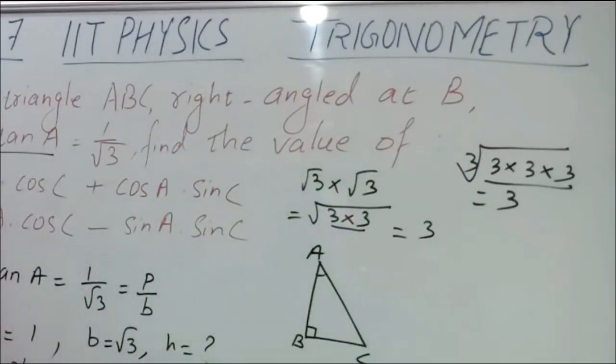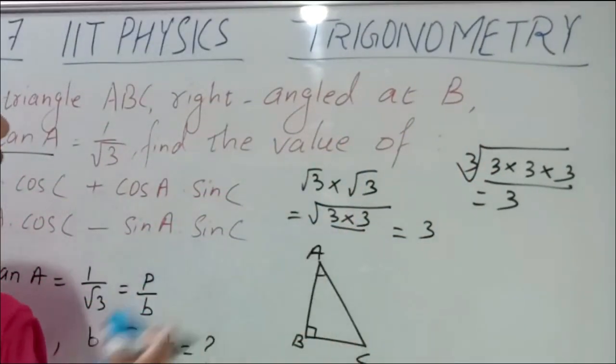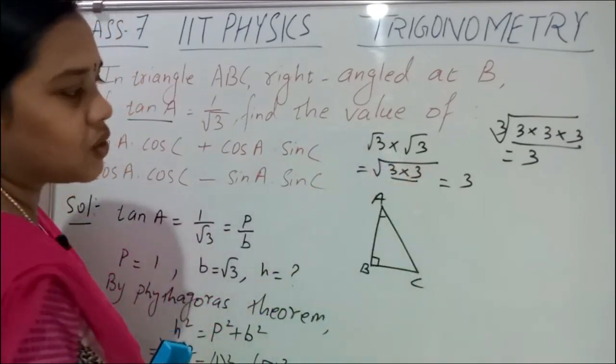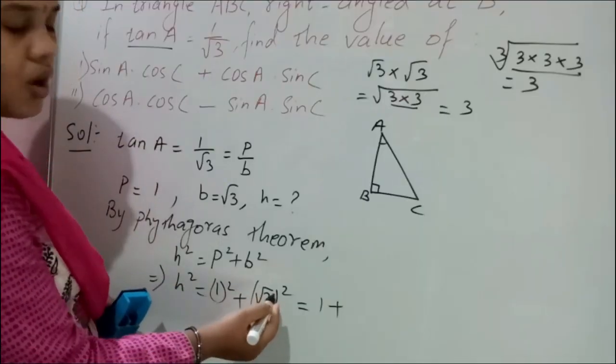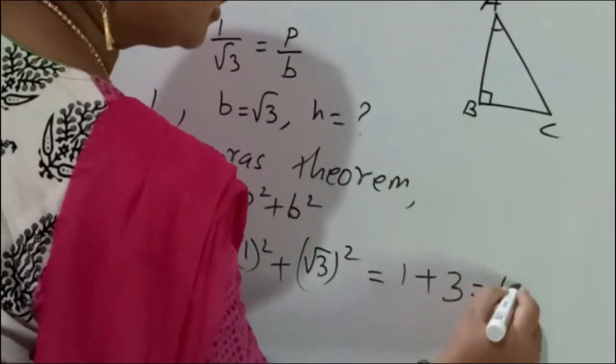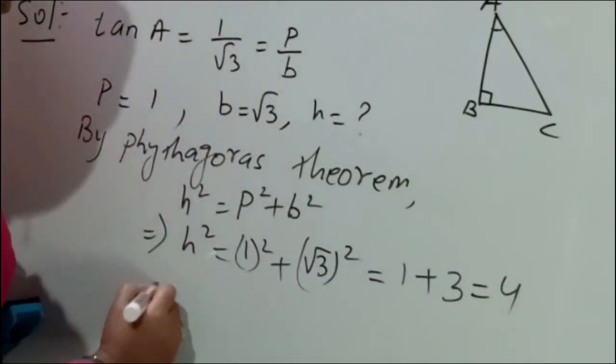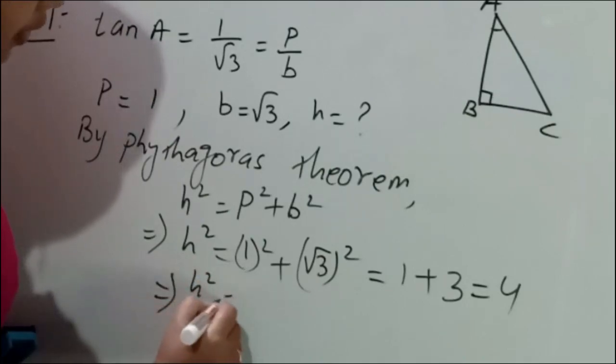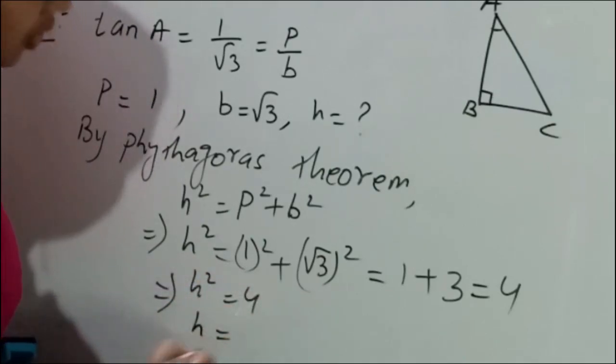That is the difference. So here root 3 into root 3 is equal to 3. So root 3 square means root 3 into root 3, that is 3. So 1 plus 3 how much? 4. H square is equal to 4.